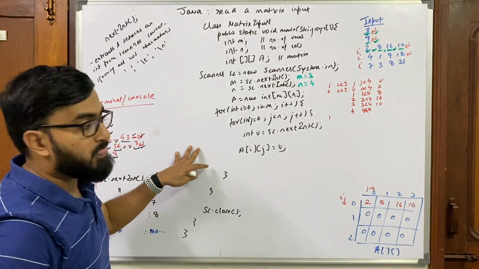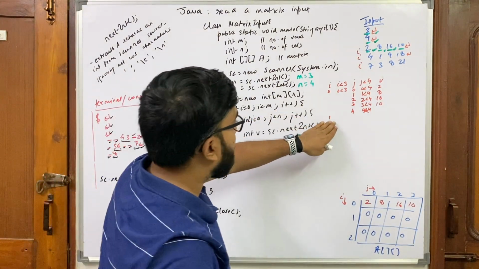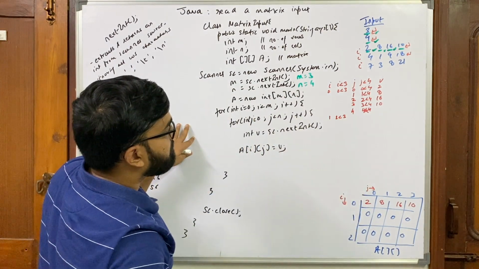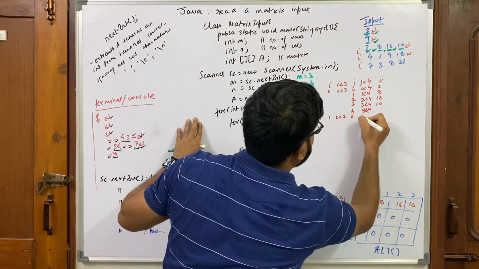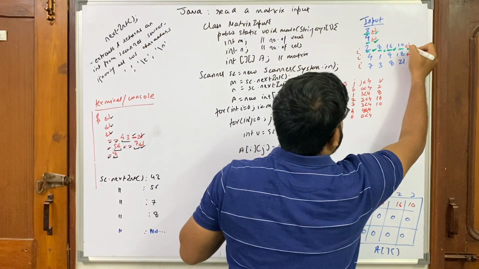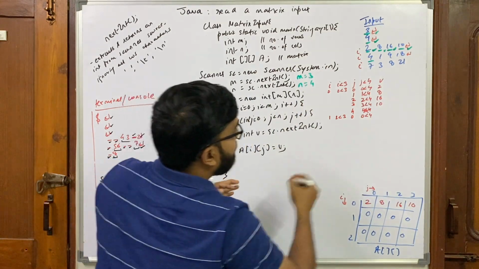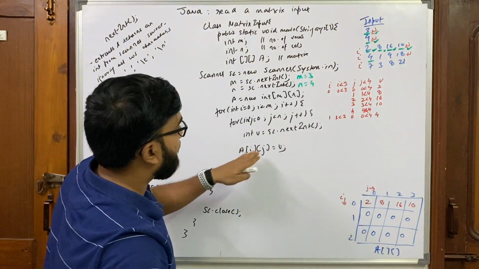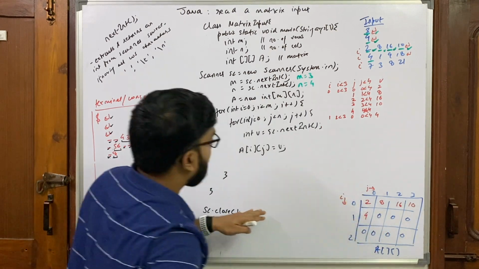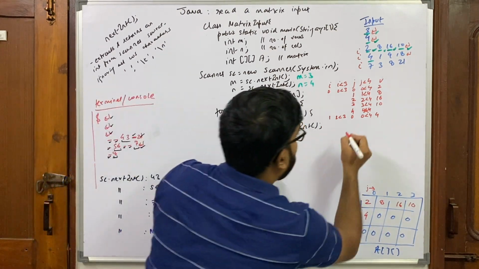i plus plus happened, i became 1. 1 is less than 3 is true. We start j again, j is 0, 0 is less than 4 is true. We come here, next call of nextInt. So this change in line is ignored, we return 4. So v gets 4. a[i][j] is v, a[1][0] is 4. We go back, increment j, j becomes 1.